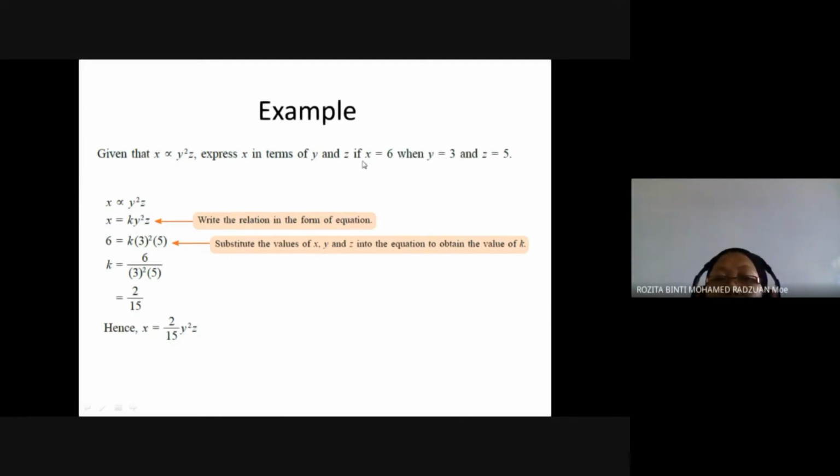Now, we are already given x is 6, y is 3 and z is 5. So just substitute x with 6, substitute y with 3, and then substitute z with 5. So we have 6 equal to k, 3 squared, 5. Now we want to find the value of k. Okay, so use your calculator. So we have k equal to 6 divided by 3 squared times 5.